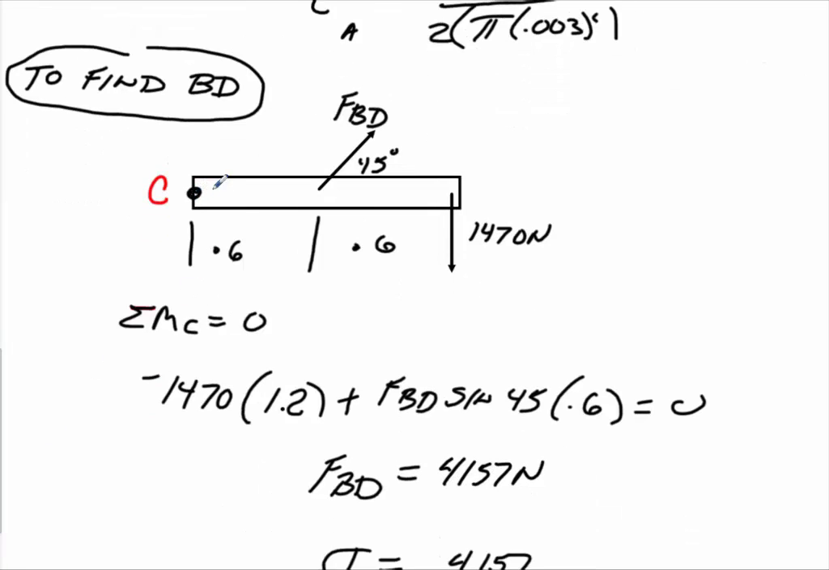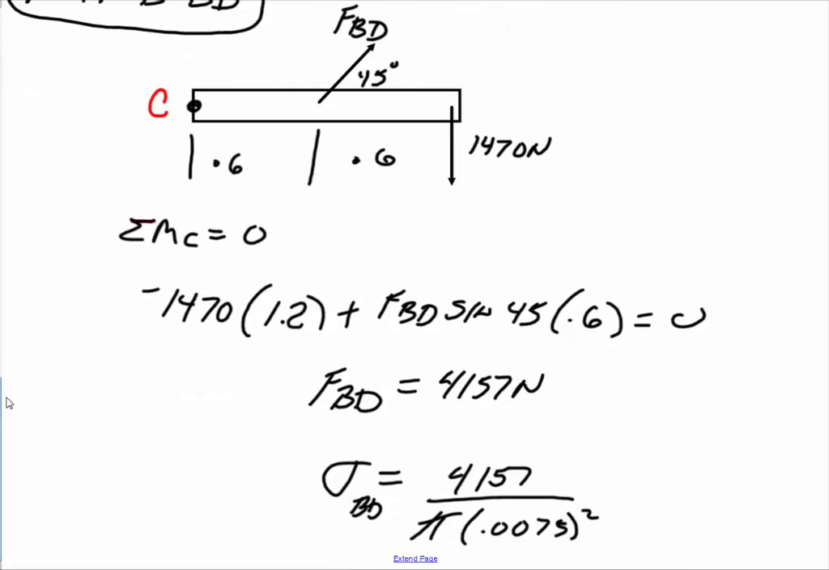Take your moment around here. Only thing I'm interested in is the vertical component of this, not the horizontal, because the horizontal has no moment arm. I get my minus 1470 times 1.2 plus FBD times the sine of 45, which gives me the vertical load, times 0.6. I solve for FBD. I get 4157. Again, simple problem. 4157 divided by cross-sectional area gives me the average normal stress in that member.